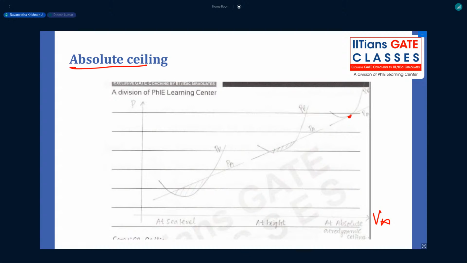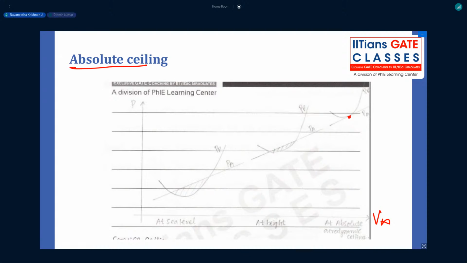Beyond that velocity, not even level flight is possible. Only descending flight is possible, because power required is greater than power available. So you have more drag compared to thrust, you will be going downward, and you will not be able to maintain steady level flight.